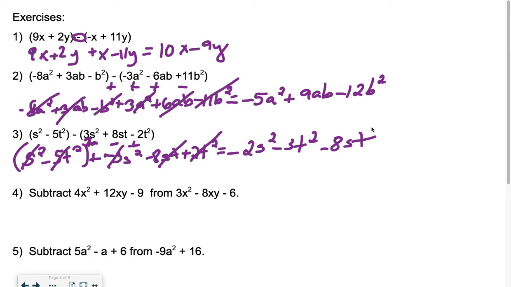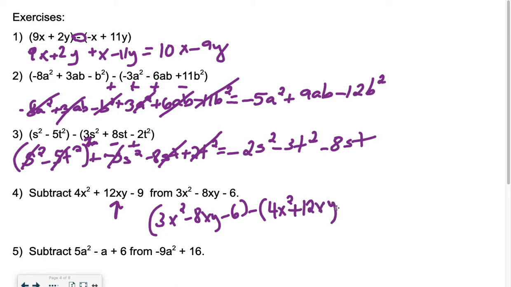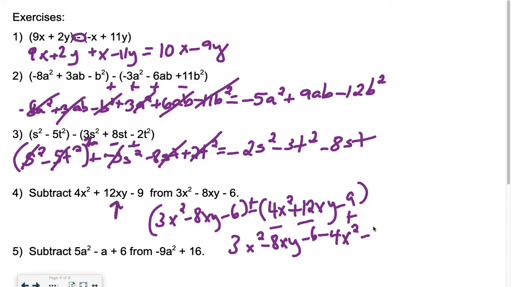Our next example is to subtract one thing from another. So remember, you have to write this in the correct order. So whenever it says subtract one thing from another, this comes second. So we would write it as 3x squared minus 8xy minus 6 minus 4x squared plus 12xy minus 9. This becomes minus, minus, plus. So it's 3x squared, and of course this is plus. Minus 8xy minus 6 minus 4x squared minus 12xy plus 9.